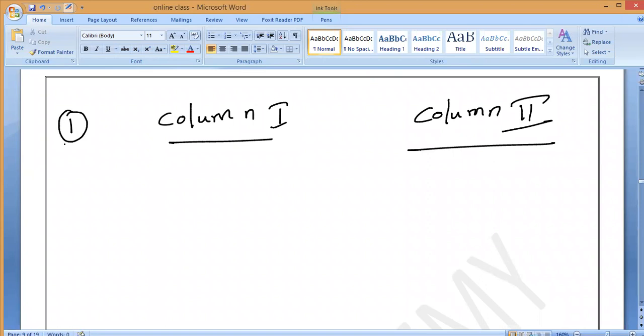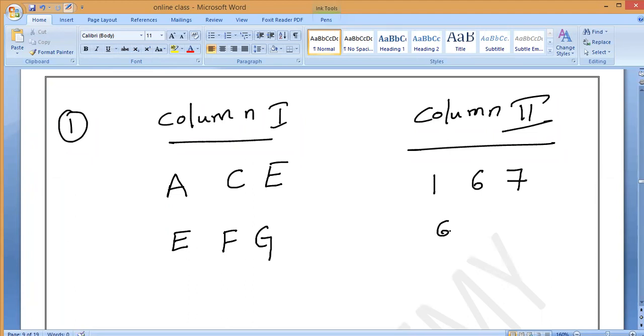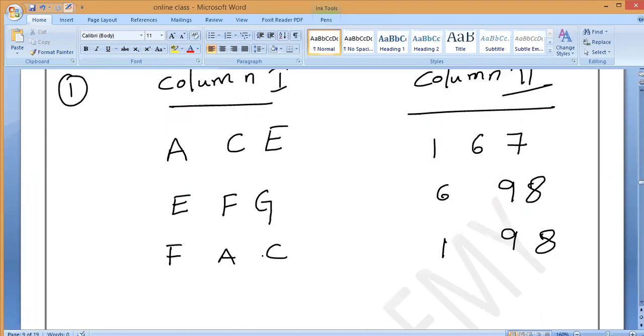First question. This is the code language. Column 1: ACE code is 1, 6, 7. This is not direct coding, it is indirect coding. Next, EFG code is 6, 9, 8. FAC code is 1, 9, 8. Here we have to find the code for each and every element. So now all of you find the code of A, the code of C, E, G, and F. All of you try to find it.